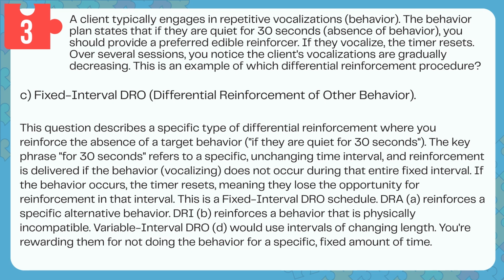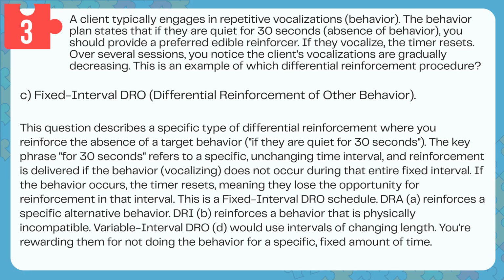Explanation: this question describes a specific type of differential reinforcement where you reinforce the absence of a target behavior if they are quiet for 30 seconds. The key phrase, for 30 seconds, refers to a specific, unchanging time interval, and reinforcement is delivered if the behavior, vocalizing, does not occur during that entire fixed interval. If the behavior occurs, the timer resets, meaning they lose the opportunity for reinforcement in that interval.